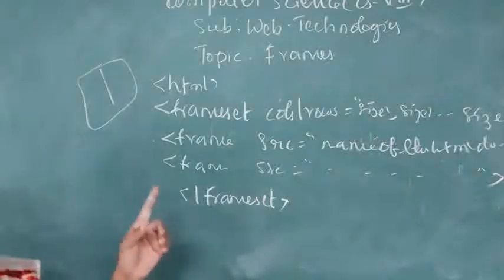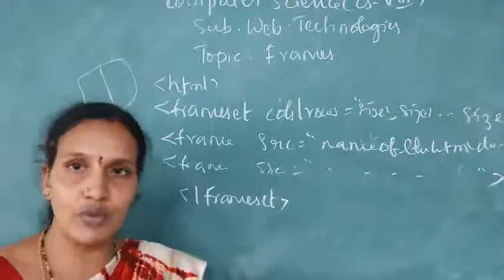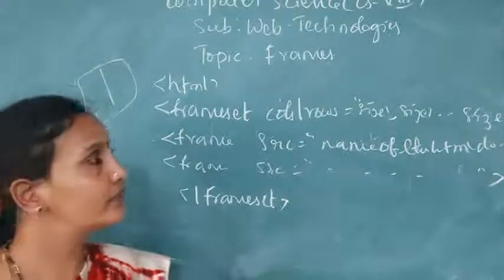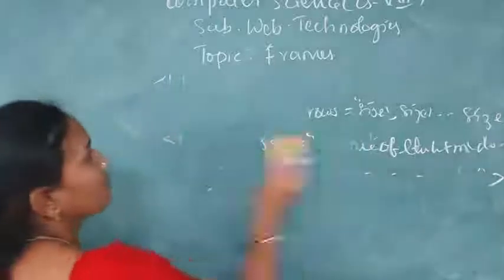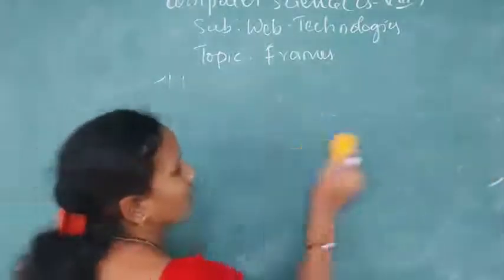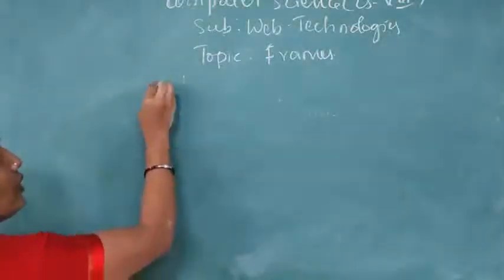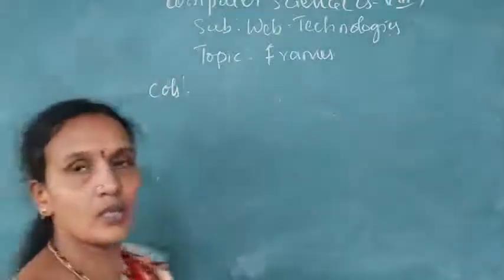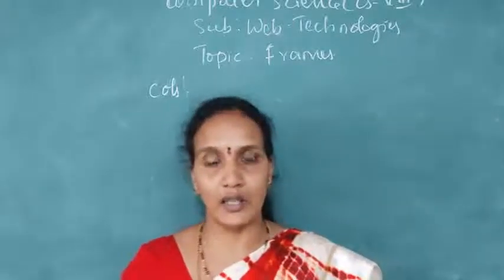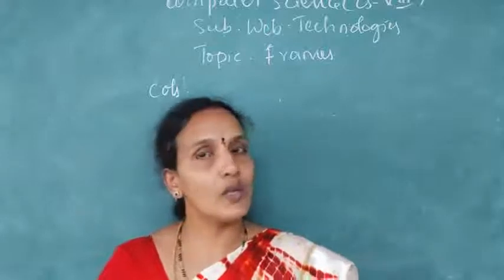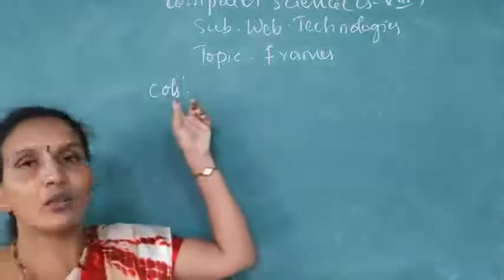Now we will discuss the cols and rows attributes. These two are called attributes, and these are very, very, very important. In the exam you should write these rows and cols attributes. What is the use of the cols attribute? As already said, using the frameset tag, we are giving information on whether you want to divide the browser window into rows or columns. For example, if you want to divide the browser window into columns, that information is given by the cols attribute.